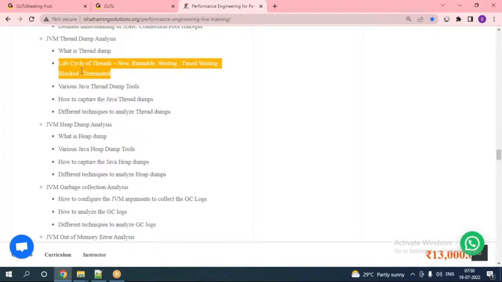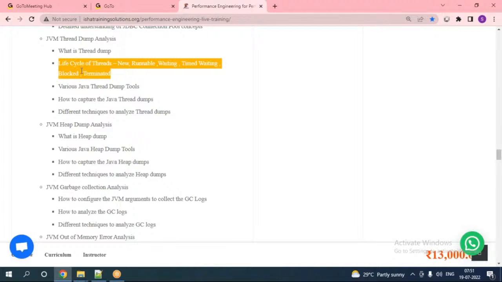If anybody says they have 10 years of performance testing, you should know the life cycle. They might only have done 2 or 3 years, but whether the thread is normal or not is up to your decision making. For that you should know the thread life cycle, and this course will help you understand it.